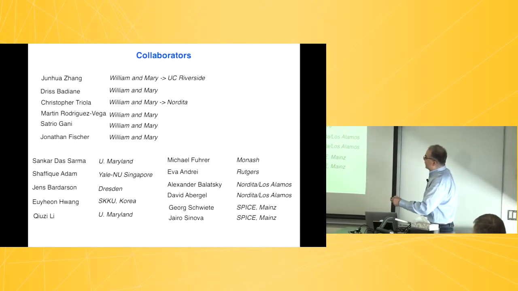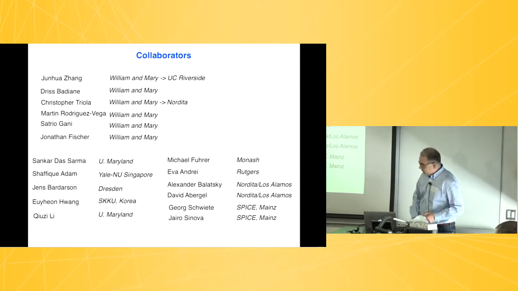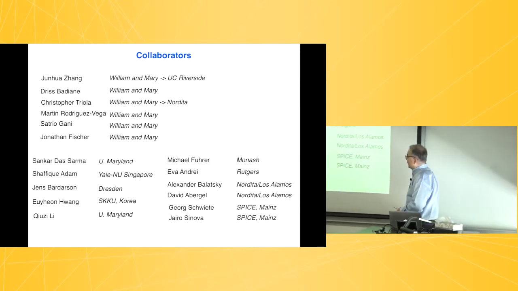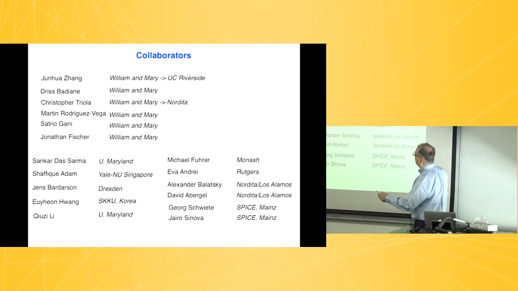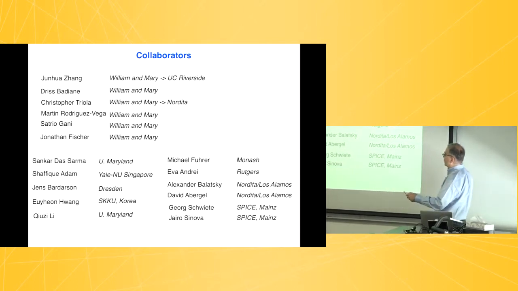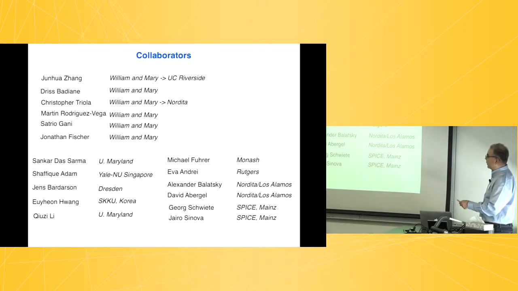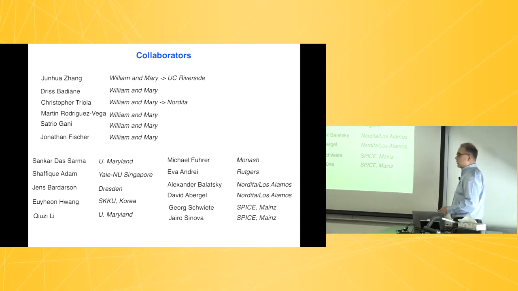So here is a list of the collaborators that we have. They've been working on this. Postdocs, they've been working with me. Junhua, a wonderful postdoc, who now has moved to Riverside, unfortunately. Dries, a couple of graduate students, actually 3 graduate students, an undergraduate student, and then these are some of the external collaborators that have been working on these topics in the past 5-6 years.